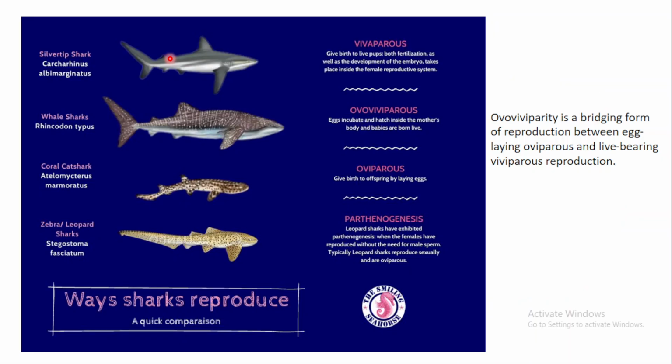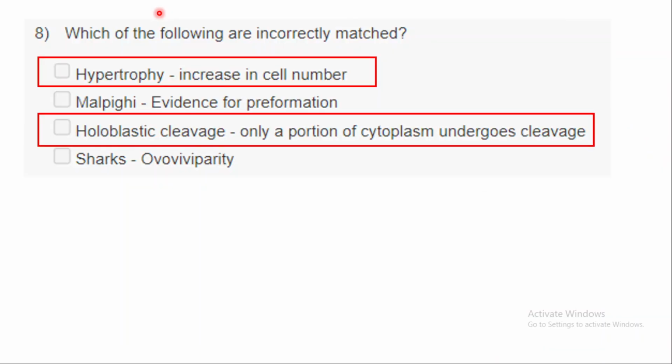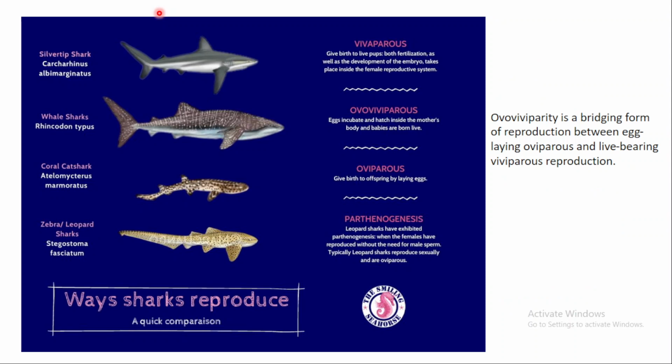Now ovoviviparity, the third option, the statement sharks and ovoviviparity. So we have sharks, we have different kinds of organisms. Viviparous organisms give birth to live pups. Both fertilization as well as development of the embryo takes place inside the female reproductive system. So humans are viviparous organisms. They give birth to live pups, and the fertilization as well as development happens inside the female reproductive system.